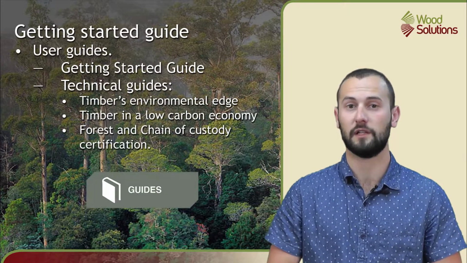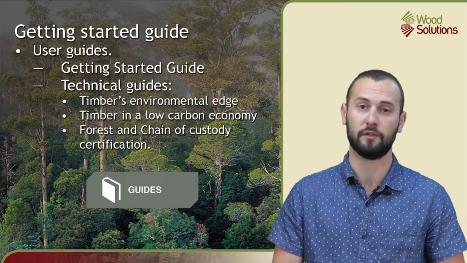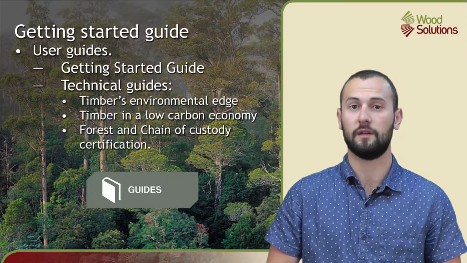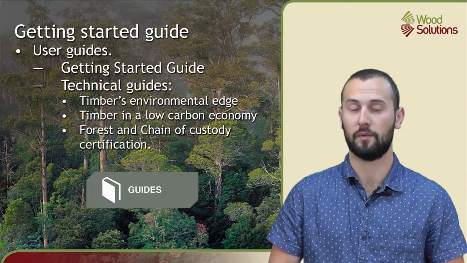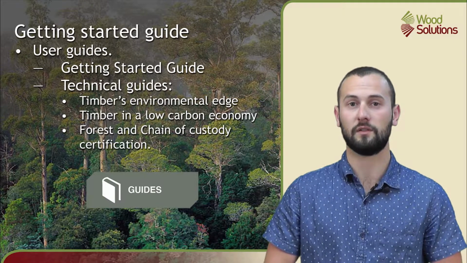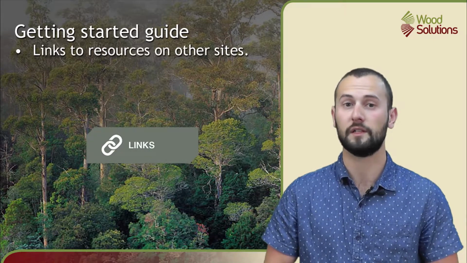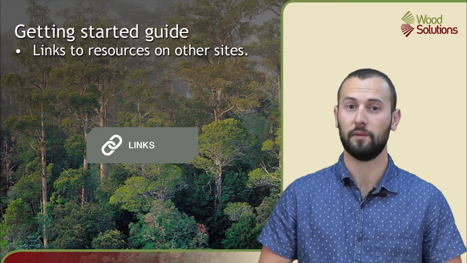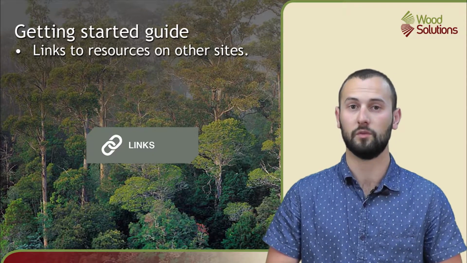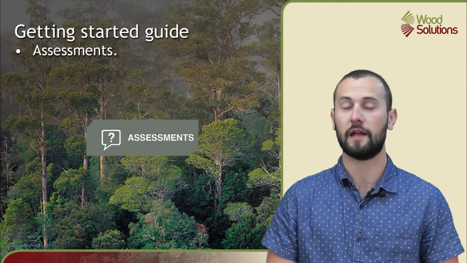There are 4 user guides available for this topic. These are available as a PDF file that can be downloaded, printed, and read at your own convenience. The print copy of this Getting Started guide and separate technical guides on timber's environmental edge, timber in a low carbon economy, and forest and chain of custody certification. These guides outline the content covered in the video presentations and describe how they relate to your work. Next, there are links to other resources. These are links to websites that contain additional information about the topics, such as the design guides on the Wood Solutions site. There are 3 assessments for this topic, available both online and as PDFs.